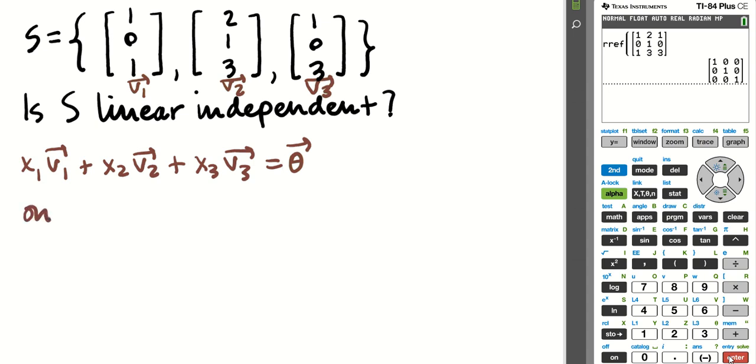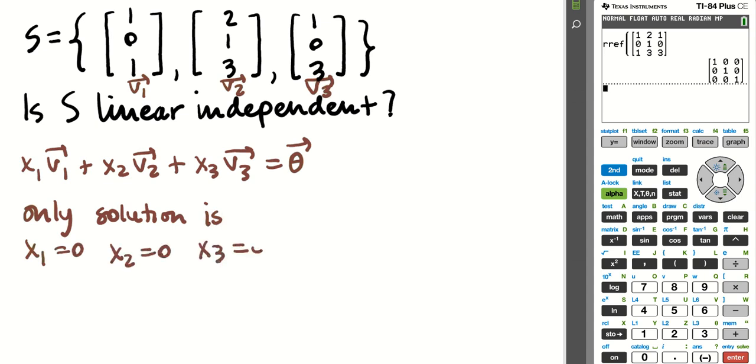So the only solution, because I'm kind of mentally augmenting right here with a 0 vector, means x1 has to equal 0, x2 has to equal 0, and x3 equals 0. Meaning that this is a linearly independent set.